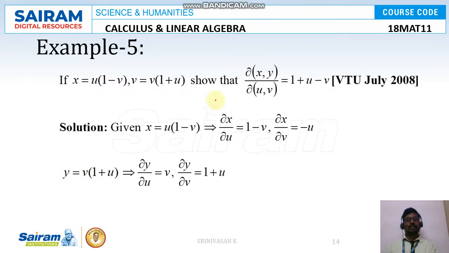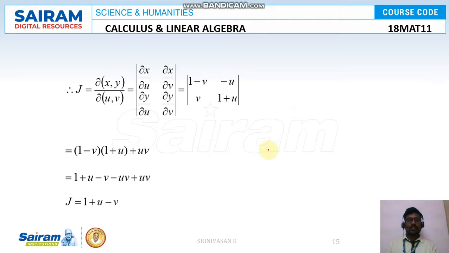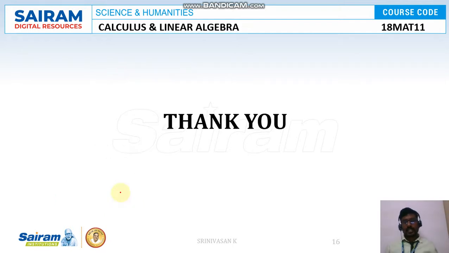Okay, this is the next problem. Similarly, we have to find xu, xv, yu and yv. Substitute into the matrix, the normal cross multiplication, we will get J equals 1 plus u minus v. Okay, that's all. So I hope you all understand how to identify the Jacobian matrix. The formula is nothing, there is no direct formula. Whatever they ask, you can identify. We can make the formula from the question, and here we use it only for the differentiation.